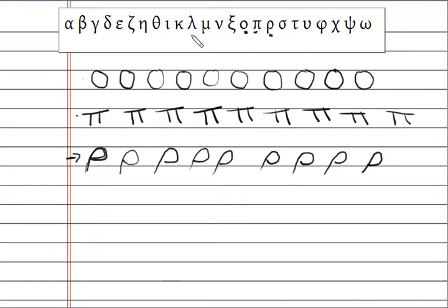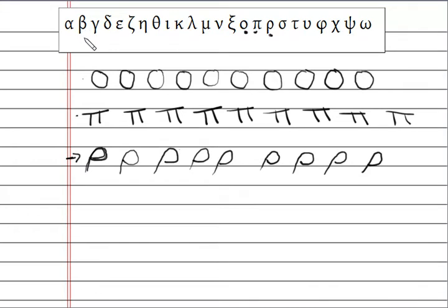So if we go up top here, we're going to go lambda, mu, nu, xi, omicron, P, rho. Kappa, lambda, mu, nu, xi, omicron, P, rho. I'll give you a delay so you can say it as quickly as you can, and I'll follow up with that. So go ahead and say it before I do.